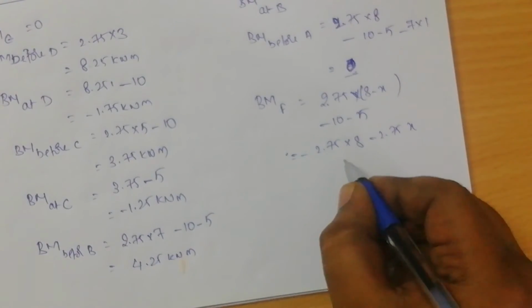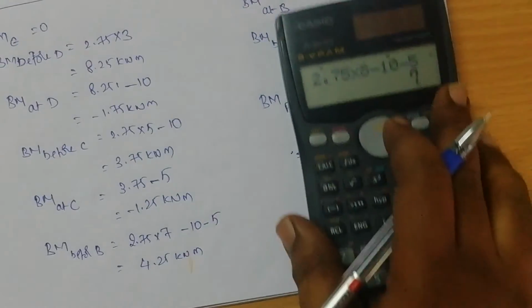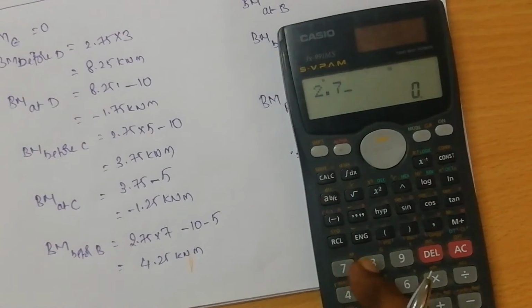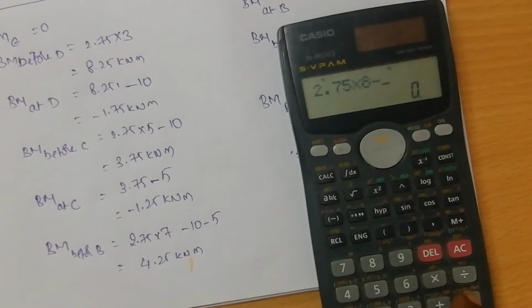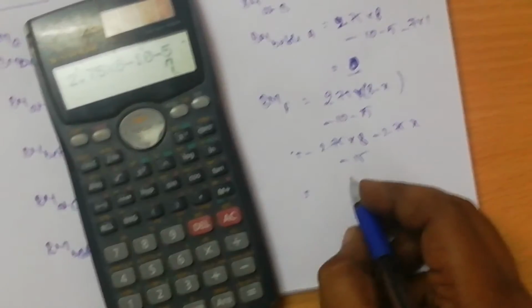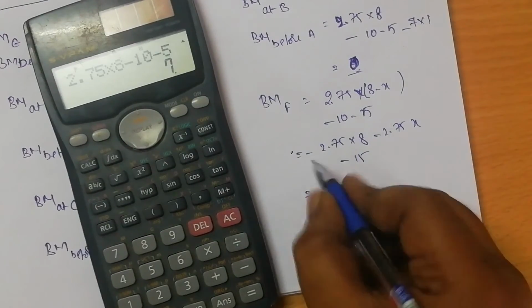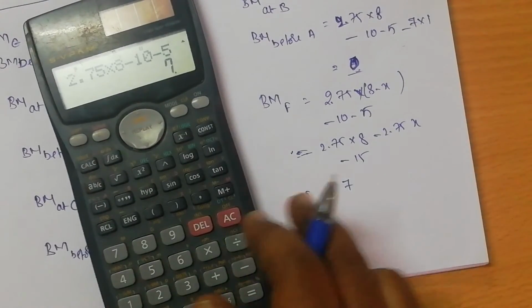2.75x minus 15. So let us do the calculation. What is the calculation? 2.75 into 8 minus 10 minus 5. So how much are you getting? 7. So I am getting minus 7. Okay, sorry, let us take the sign convention again. I have missed somewhere, I think.